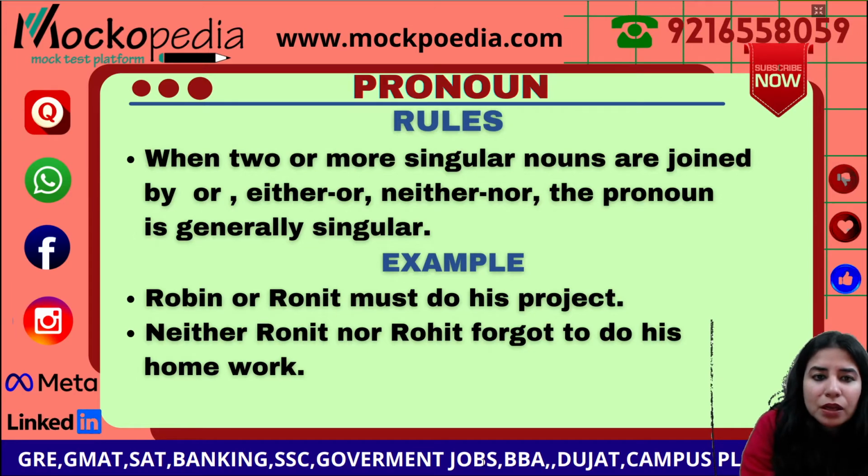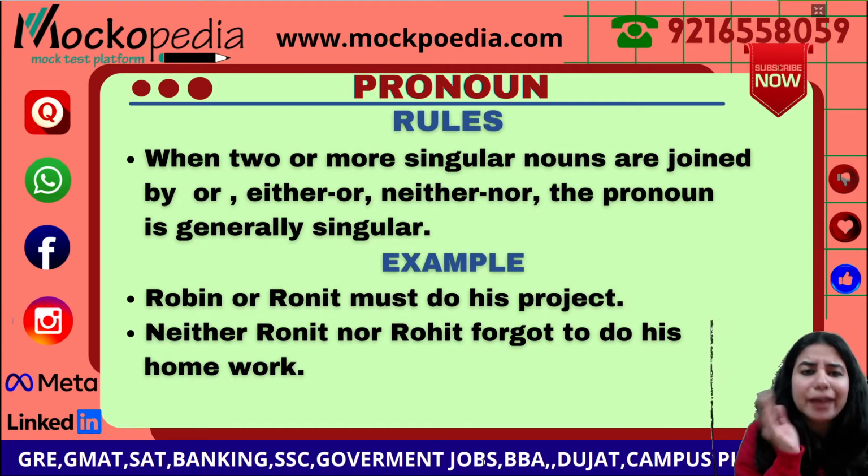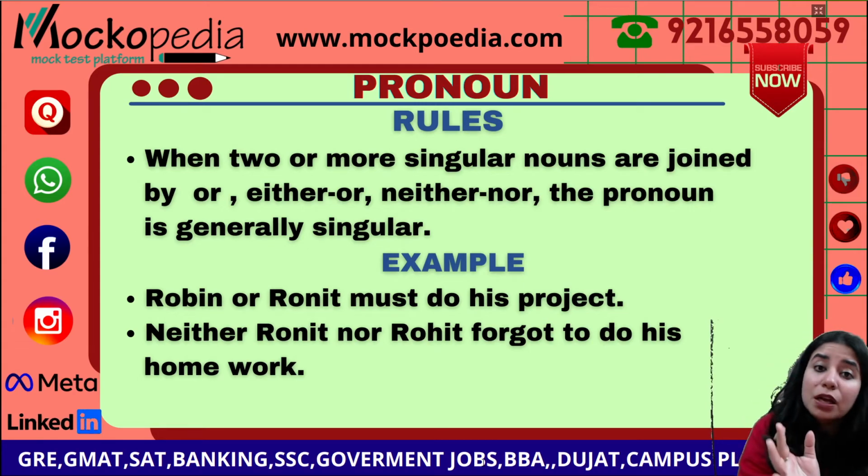Let's see. Ronit or Robin must do his project, two singular nouns joined by or. When you make a sentence like this, Ronit or Robin must do their project, you'll find it absolutely right. So to your ears it would sound absolutely comfortable, but it is an error, right? So this is how you are caught. So whenever you are joining two singular entities by or, neither nor, either or, don't forget that the pronoun is going to be singular.